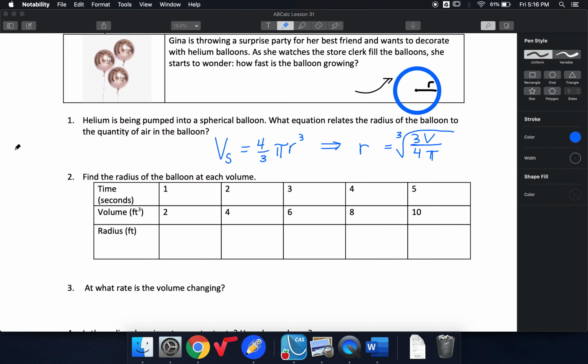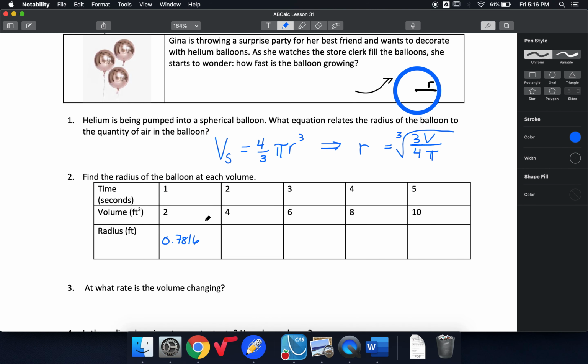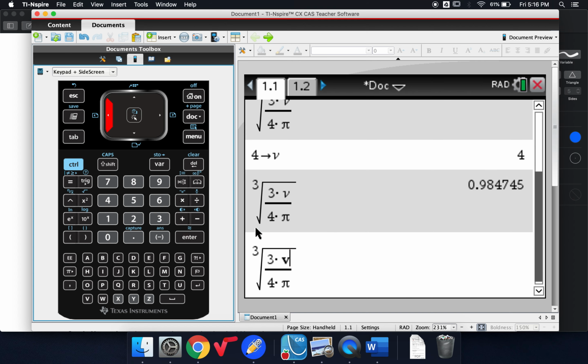So 0.7816, I'm going to say, for when the volume was 4, 9847. When the volume is 6. The other thing I can do is go into this, take out my V, put in my 6. Maybe that's even easier.